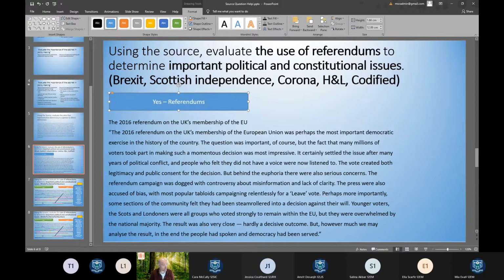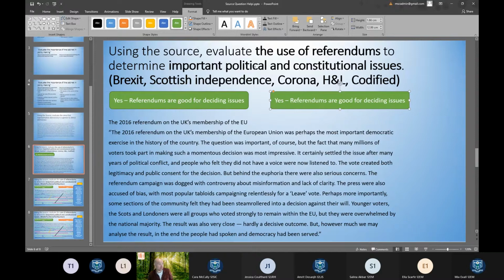Yes, referendums are good for deciding issues. And I'm going to make that box green. And then I've worked out that the other side of the argument, to evaluate the use of referendums to determine important issues, is no. Referendums are bad, and good and bad can mean different things here. It can mean useful, not useful, effective, helpful, divisive, all that kind of stuff.